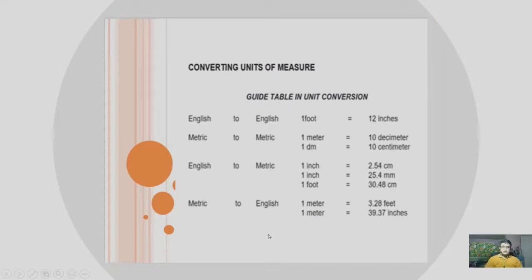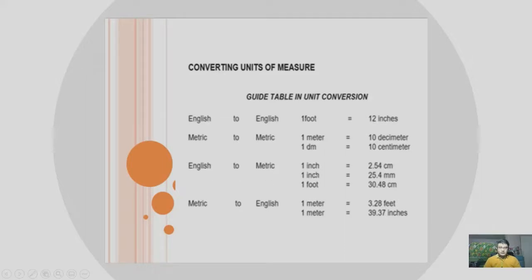Converting units of measure. We have here a guide table in unit conversion. First one is the English to English. 1 foot is equivalent to 12 inches. Second one is the metric to metric. 1 meter is equivalent to 10 decimeters. 1 decimeter is equivalent to 10 centimeters.